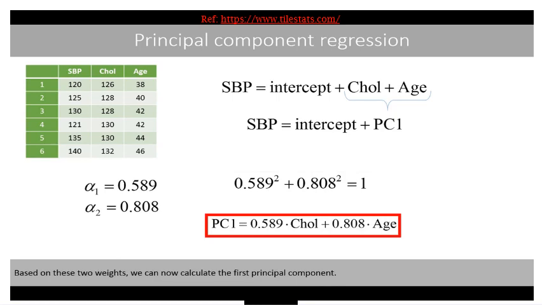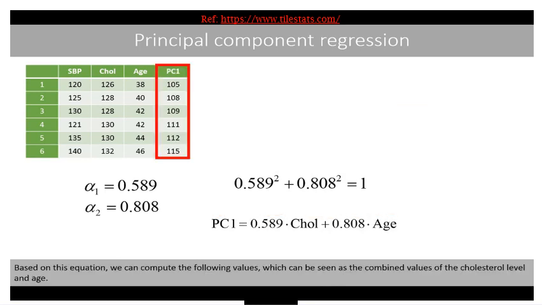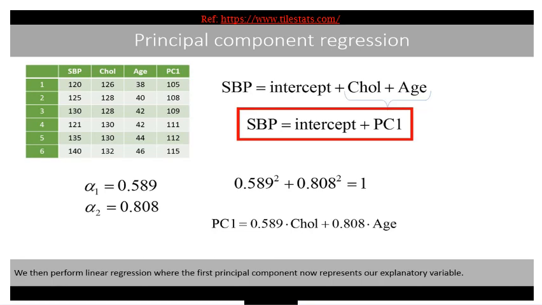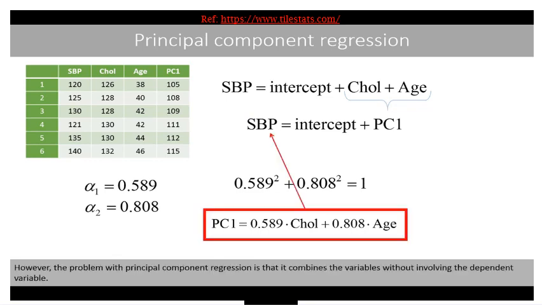Based on these two weights, we can now calculate the first principal component. Based on this equation, we can compute the following values, which can be seen as the combined values of the cholesterol level and age. We then perform linear regression where the first principal component now represents our explanatory variable. However, the problem with principal component regression is that it combines the variables without involving the dependent variable.